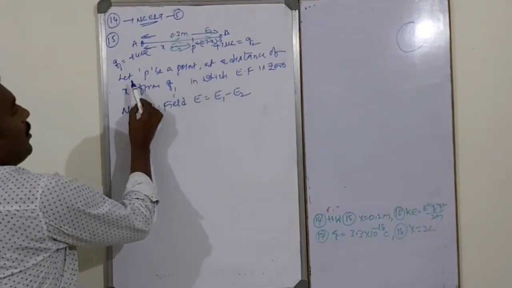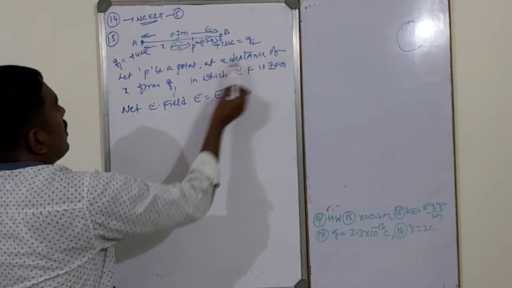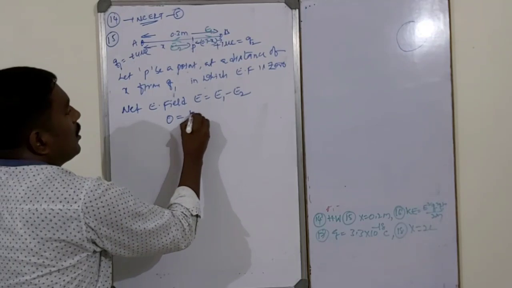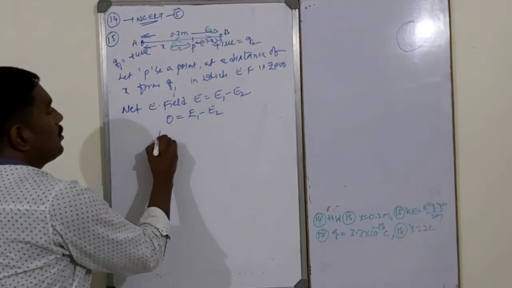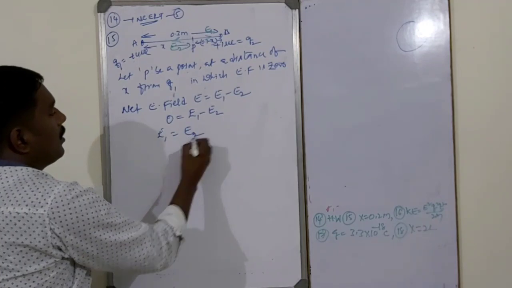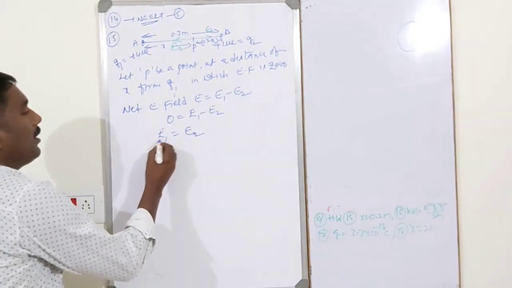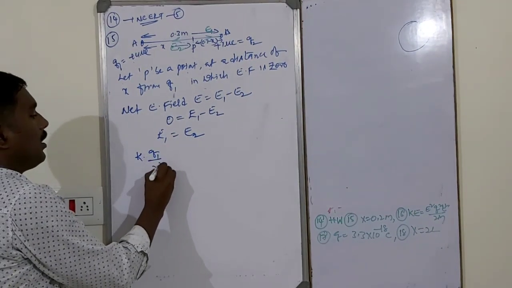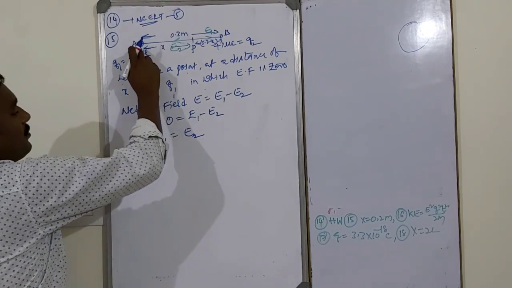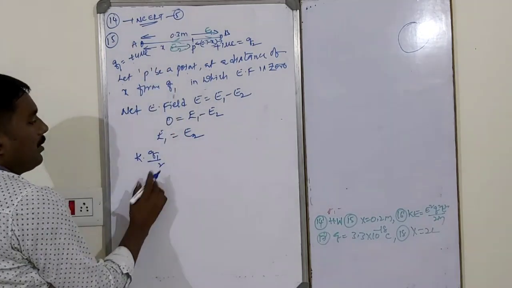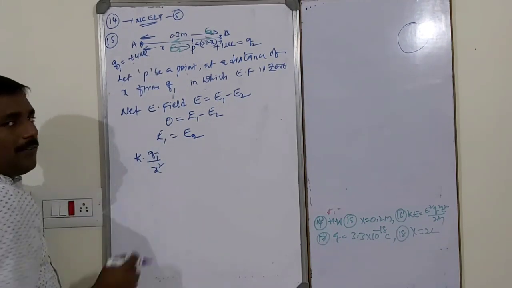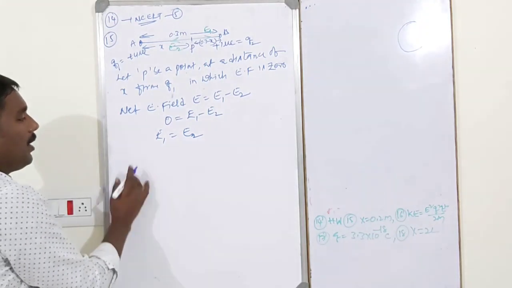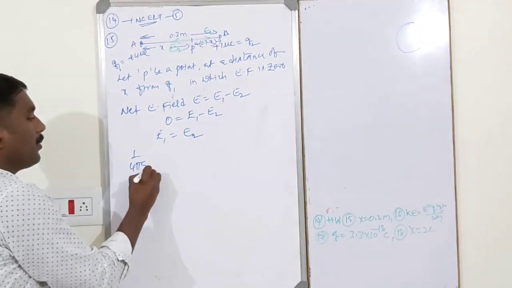Then let P be a point at a distance of x from Q1 at which the electric field will be 0. We assumed that, so the net electric field will be 0. That is equal to E1 minus E2. So E1 is equal to E2. What is the formula for electric field? That is KQ by R square. Then I directly write KQ1 by R square. R square is nothing but x square in this case. The electric field E1 is 1 by 4 pi epsilon naught.